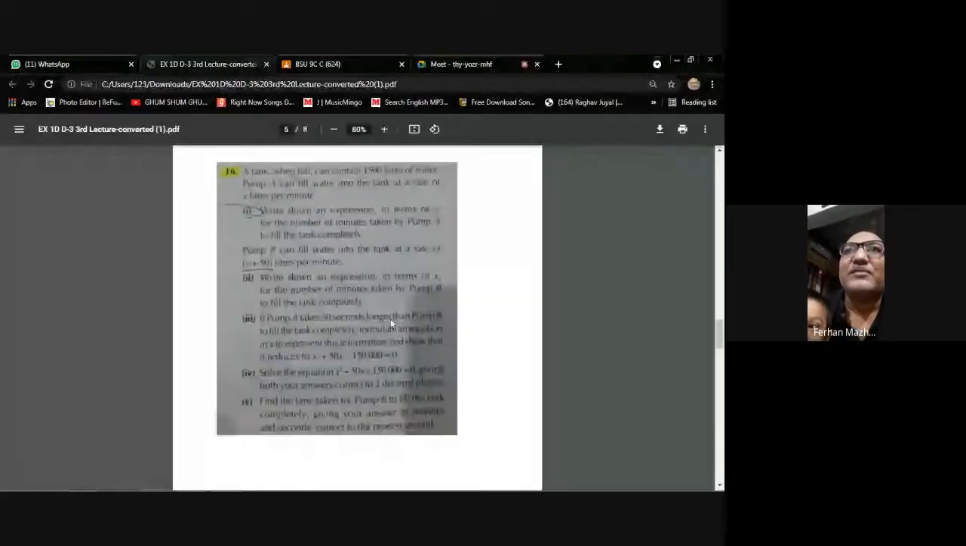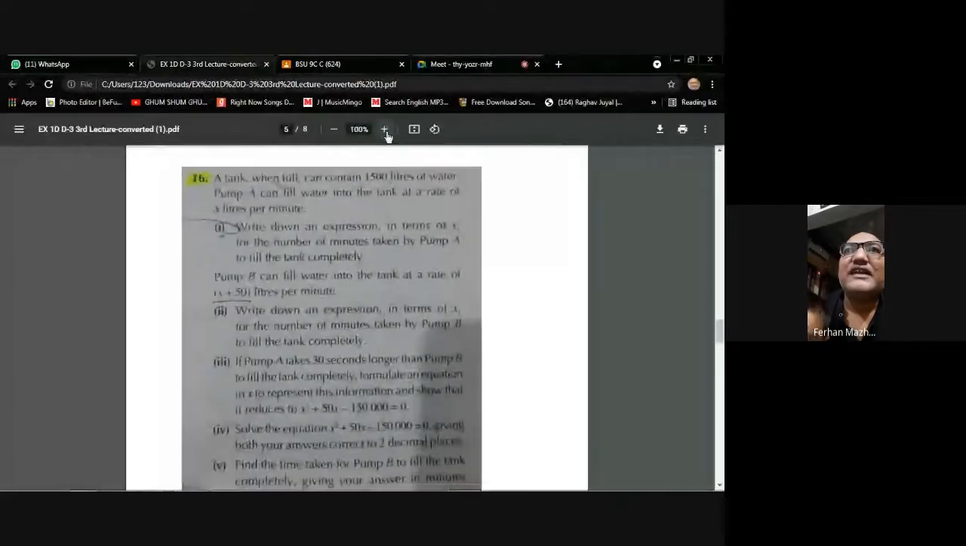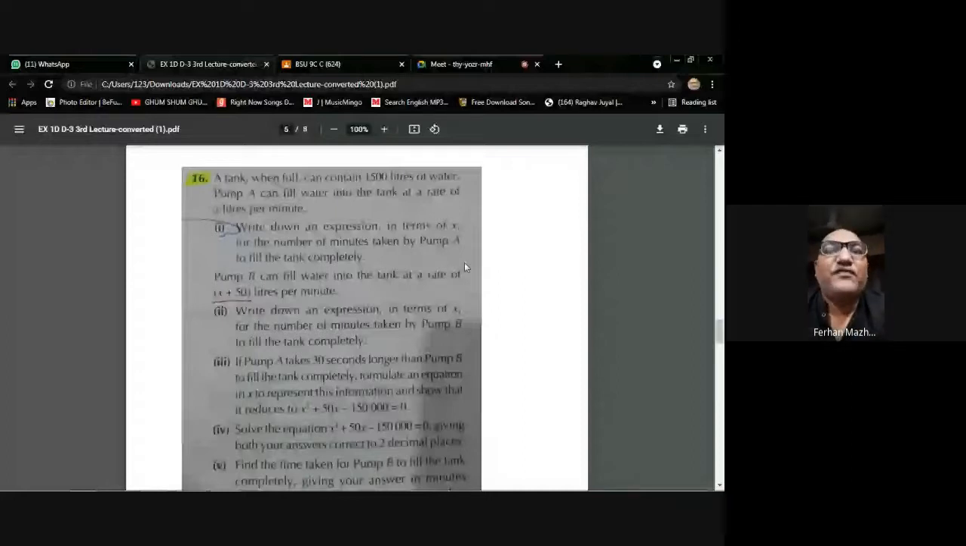The next question coming up is question number 16. Question number 16 is showing up on your screen. A tank, when full, can contain 1500 liters of water. Pump A can fill water into the tank at a rate of x liters per minute.